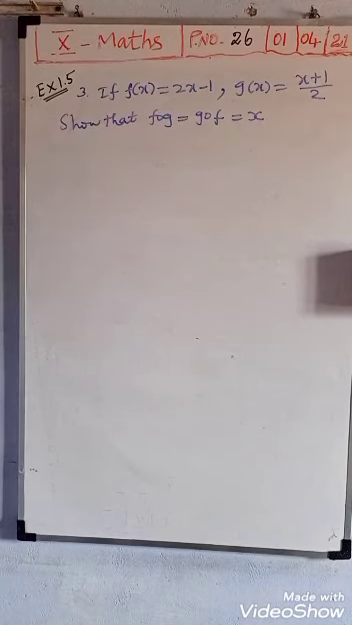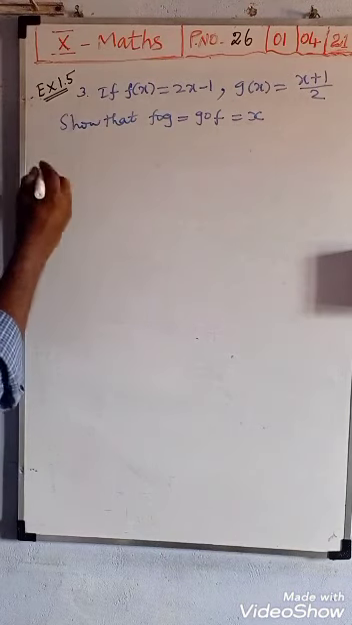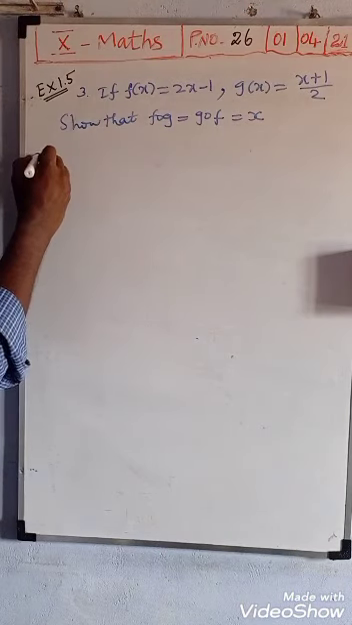See the next question, the third one. If f of x is equal to 2x minus 1 and g of x is equal to (x plus 1) by 2, then we want to show that f composition g and g composition f will both be x. So both answers we are receiving as x, we want to show. For that, see the solution.